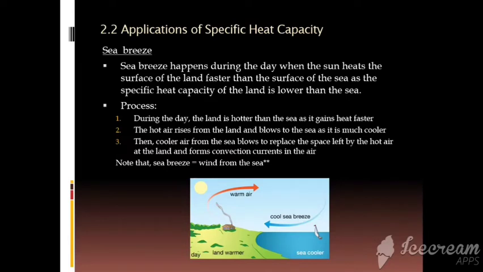The hot air rises from the land and blows to the sea as it is much cooler. Then cooler air from the sea blows to replace the space left by the hot air at the land and forms convection currents in the air. Note that sea breeze is the wind from the sea.